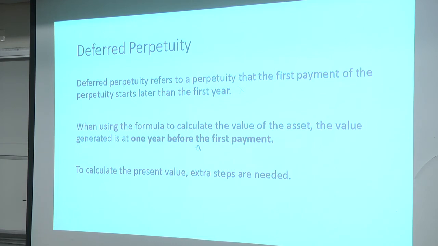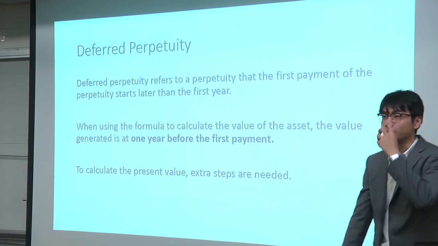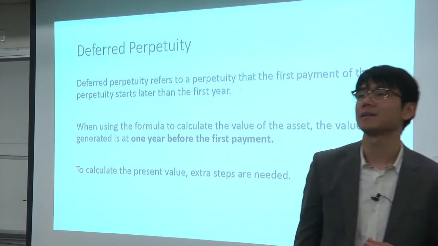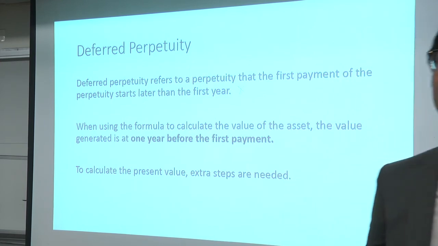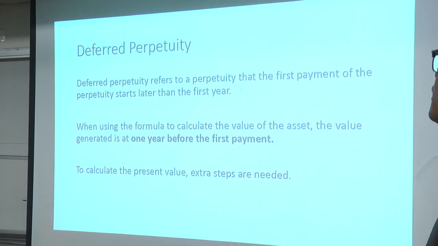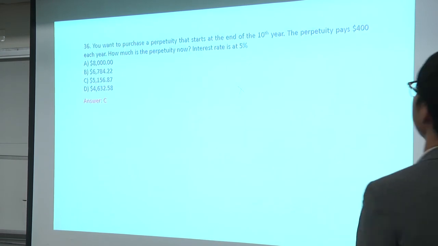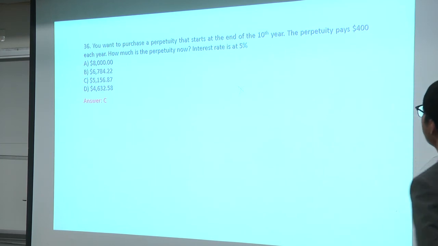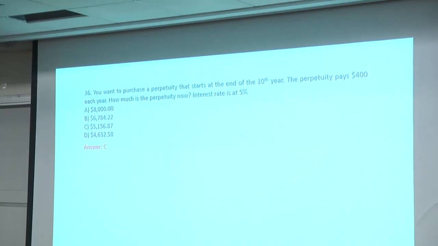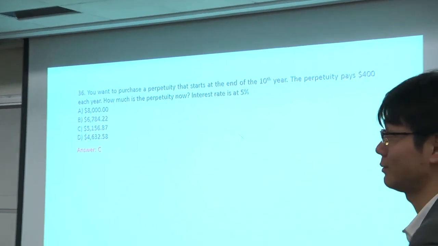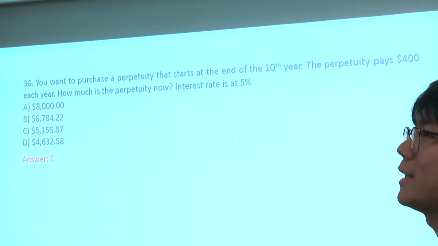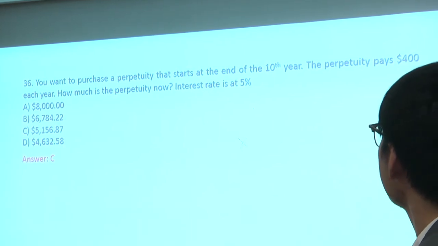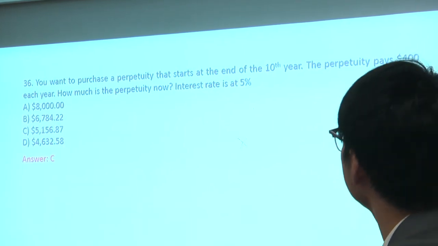Okay. If there's a deferred annuity, there's a deferred perpetuity. Same concept. The perpetuity is deferred later, not paying at the first year, but paying some years later. So let's see an example. This perpetuity pays $400 every year for the rest of the universe, starts at the end of 10th year. Interest rate is 5%. How much is it worth today?